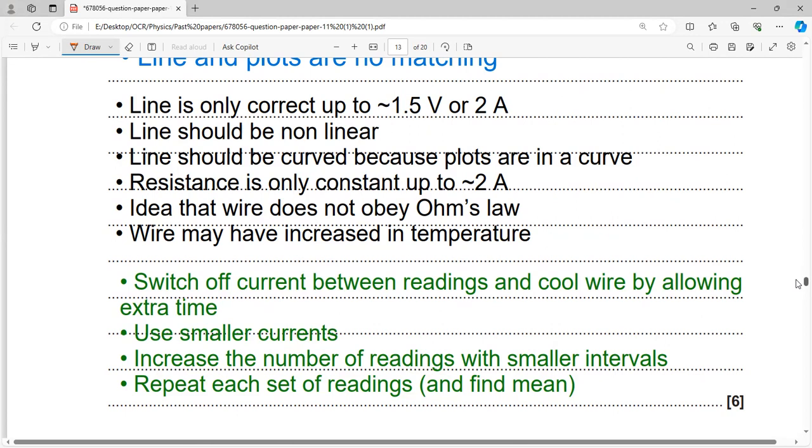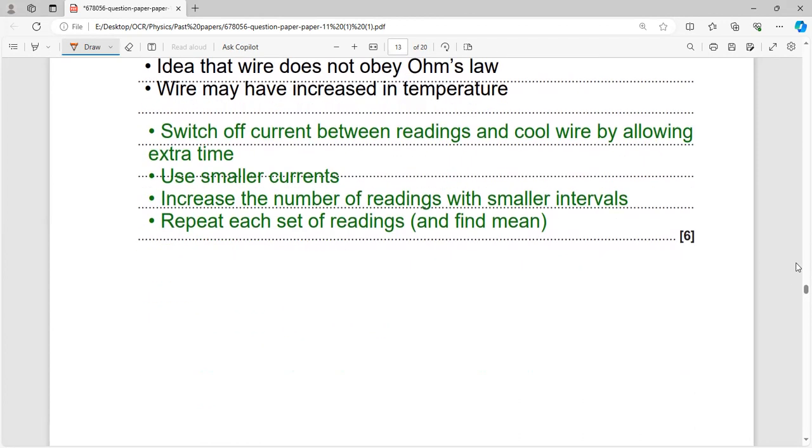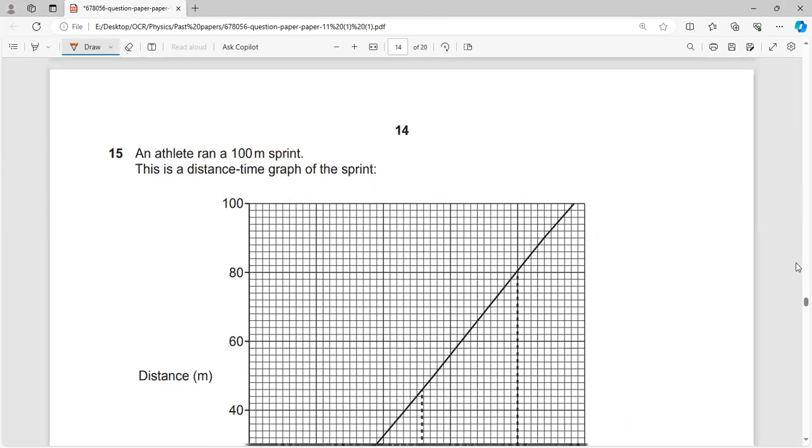Or if you increase the number of readings with a smaller interval, we can also improve our results. So one or two improvements, you can put that in your answer. So that's our correct answer here. We have done that, and that's a long question. So you need to first describe your graph, second, explain your results, and then suggest the corrections. So I'm proceeding to the next question.